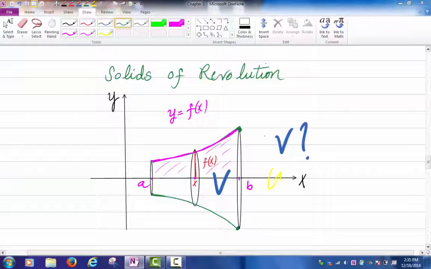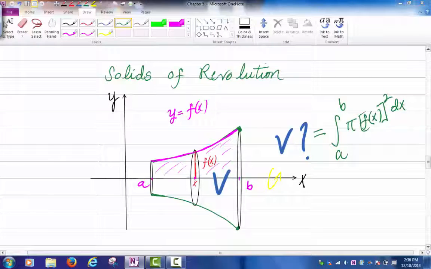Well, the volume turns out to be the integral from a to b of pi times f of x squared dx. So what am I doing? I'm basically integrating the cross-sectional area, right? I am integrating the cross-sectional area.